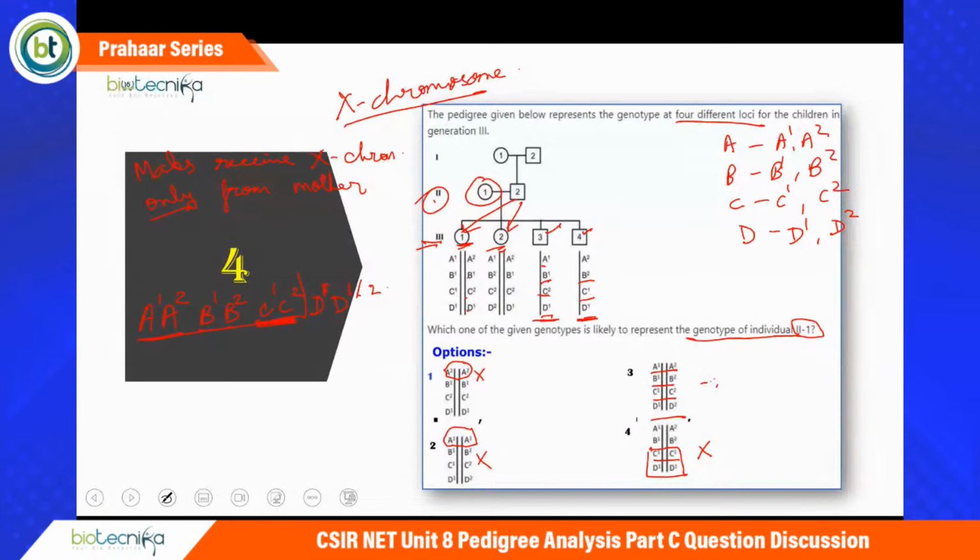If you see this, A2 B1 C2 D1, A2 B1 C2 D1, these two are coming from the father. That means the other two are coming from where? I'll just mark it with a different color; the other two are coming from the mother. Correct?